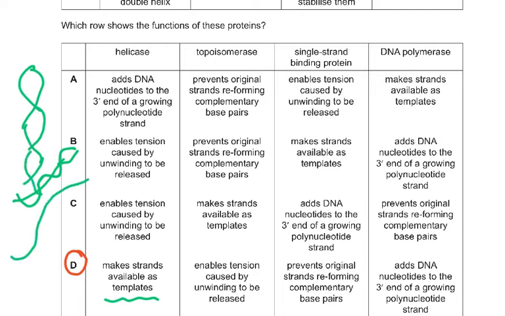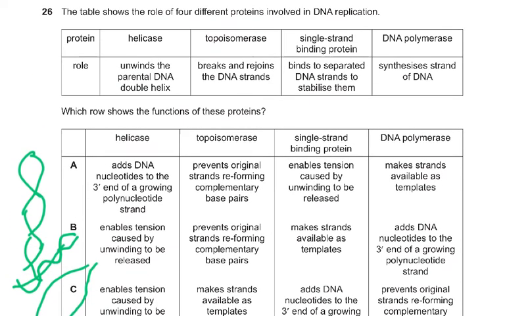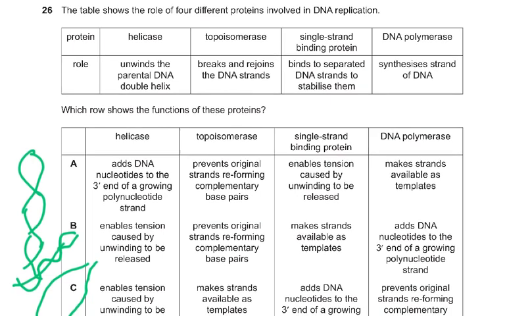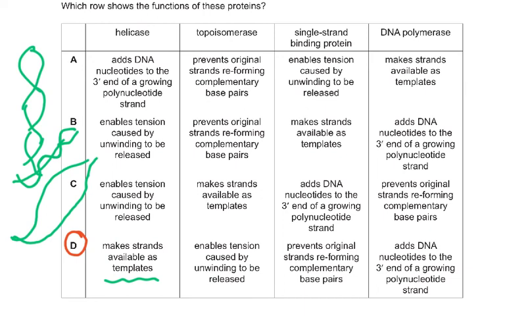Now, why would it unwind? It unwinds because it is then available as a template. Now we're talking of DNA replication, not protein synthesis. In protein synthesis, the DNA binds to the mRNA. Here is DNA replication, so it makes the strands available as templates because they're going to dictate what is here: A, T, T, T, so here would be T, T, T, A. Both of these are going to act as the template on which the further DNA nucleotides are going to attach.